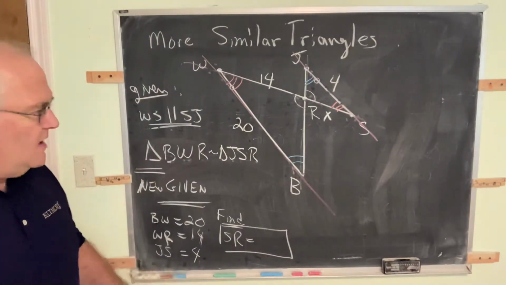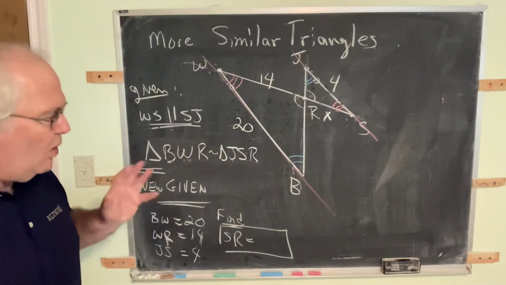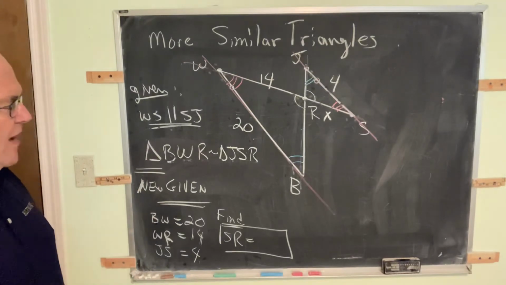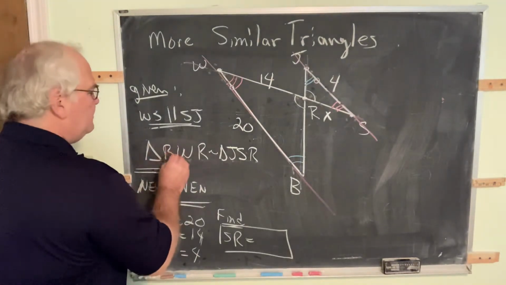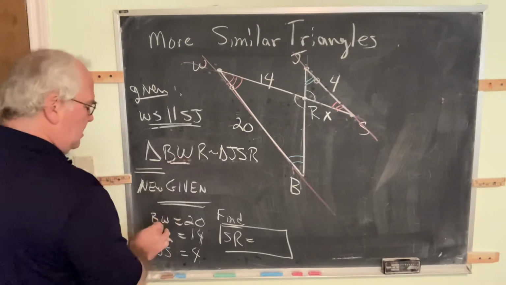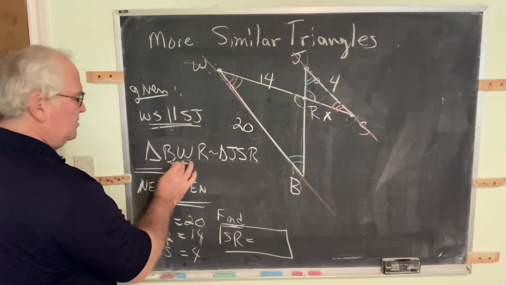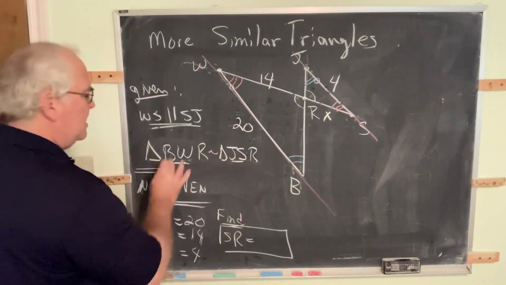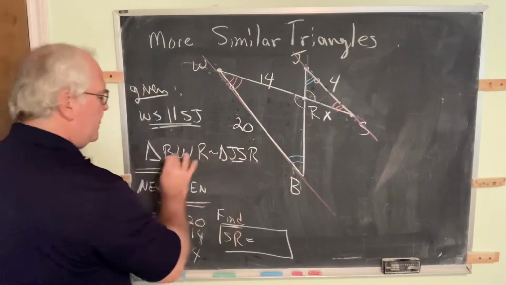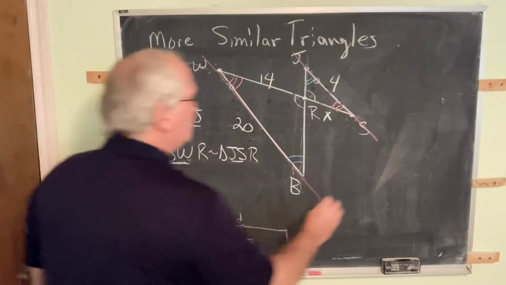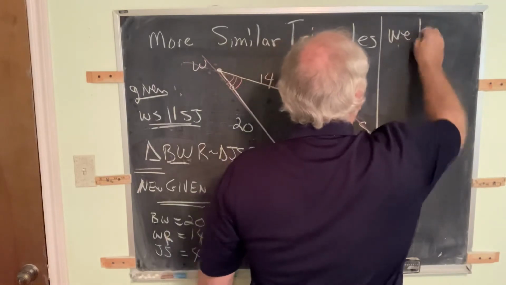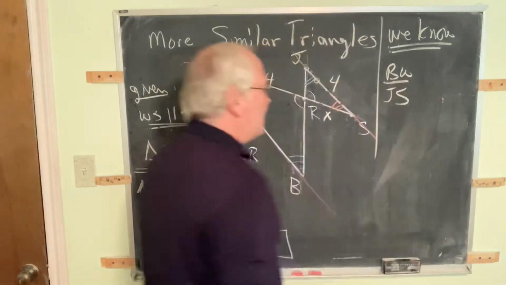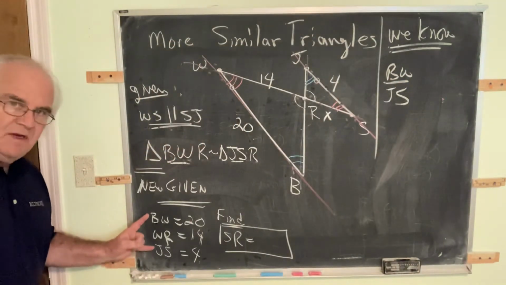And so what this amounts to then is we need to set up a proportion based upon the similar triangles. But we need to make sure we have things in the correct order. We know that first two letters, BW, right? BW corresponds to the first two letters here, JS. BW is to JS. Now, how did I know to pick those? Because those values are given.